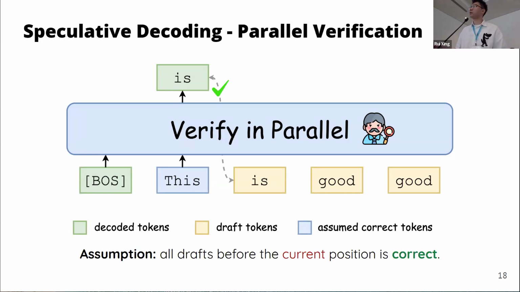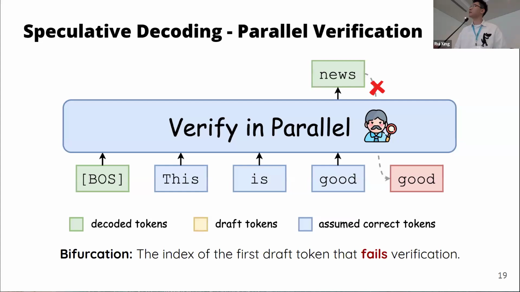Well, given these 2 tokens, the target large language model will generate the second token is, and then we compare this verified token with the draft token. And obviously they are exactly the same. So we say that the second draft token passes the verification. And this process will continue until we find a position or a draft token that fails the verification process, like the first draft token.